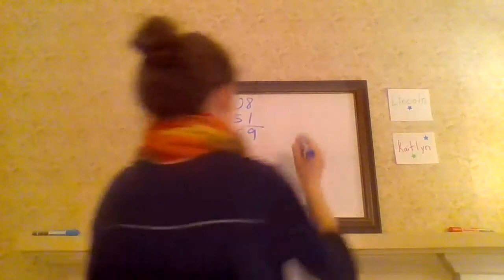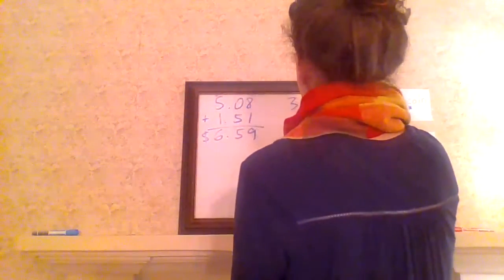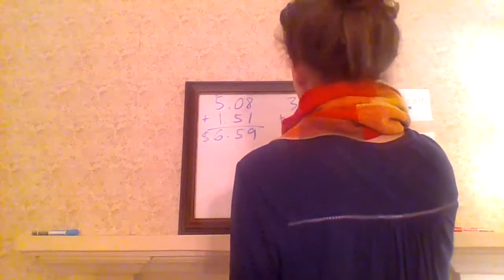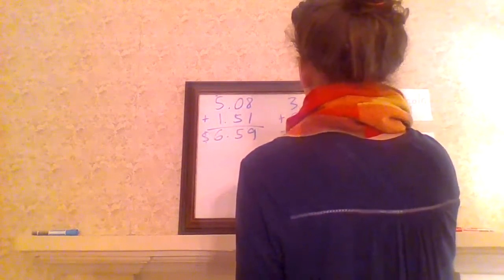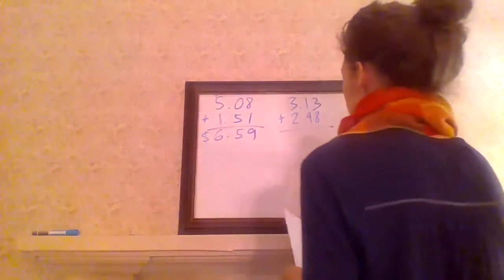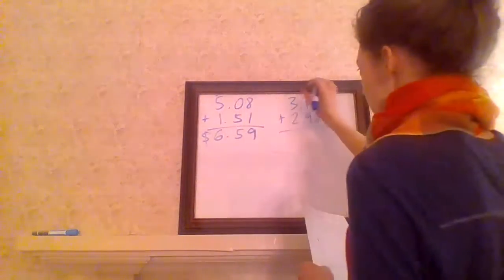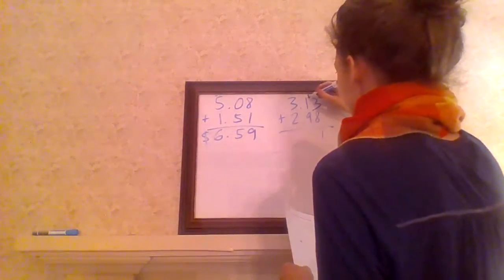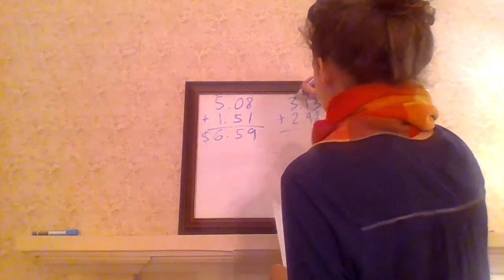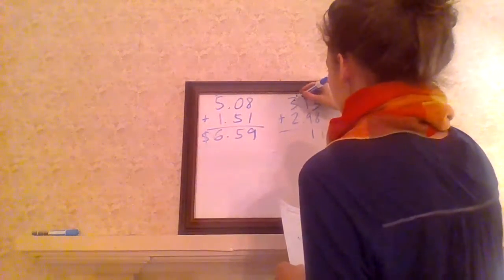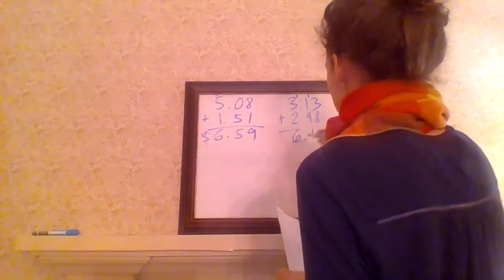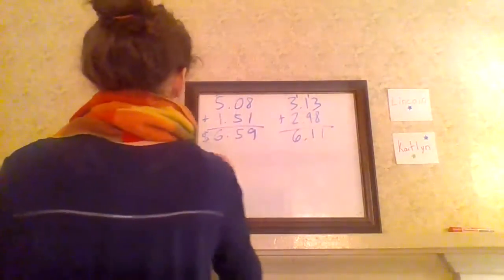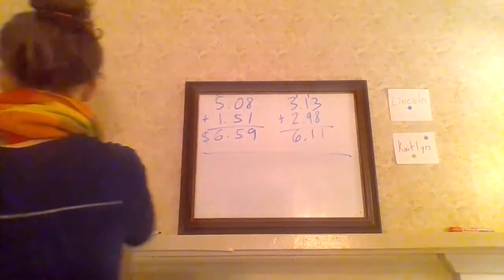$6.59. Okay, second one, $3.13 plus $2.98. So 8 plus 3 is 11. Remember, we'll take 10 of those to make another dime, so that's one over there. So 1, 2, another 11. Put it over there to make another dollar. 4, 5, 6. $6.11. Okay, let's try this one.